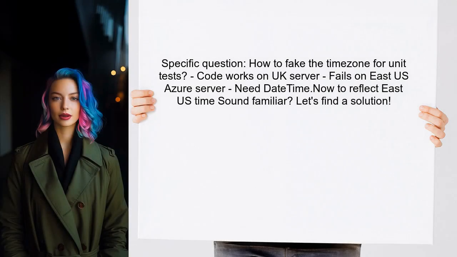Let's dive into the specific question at hand. One user asked how to fake the time zone for their unit tests, particularly when their code works on a UK server, but not on an East US Azure server. They want to ensure that datetime.now reflects the East US time instead of the UK time. Sound familiar? Let's find a solution together.